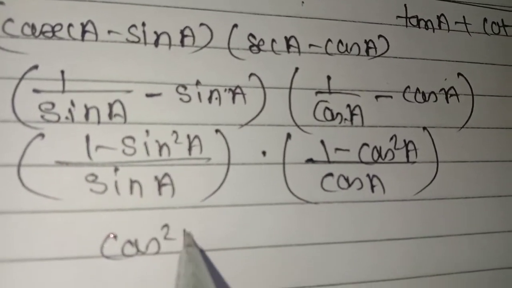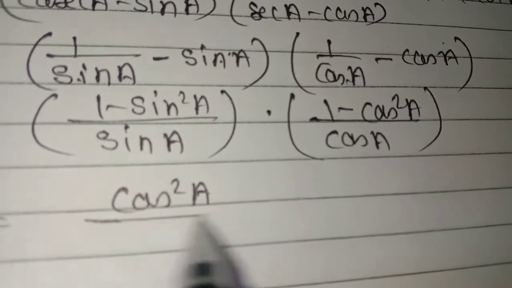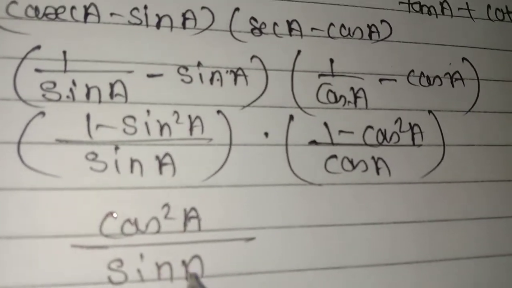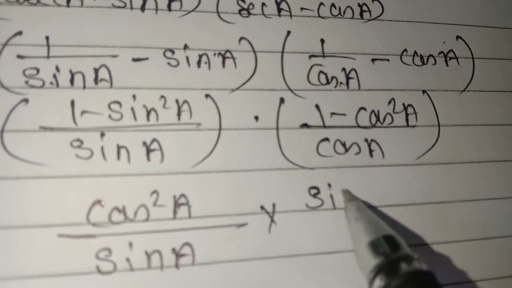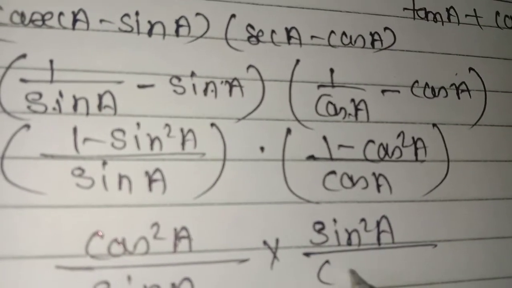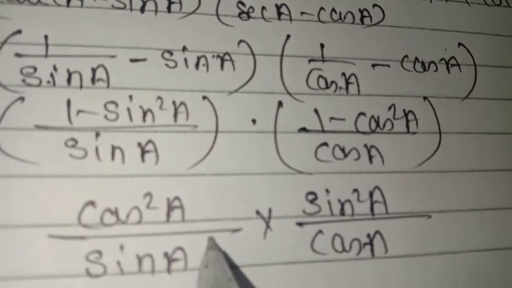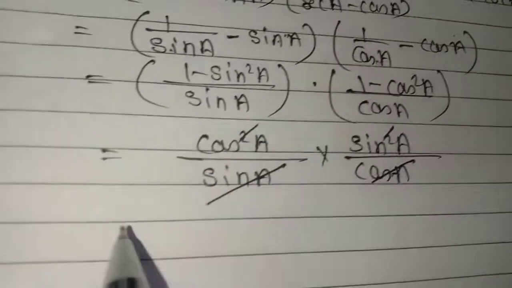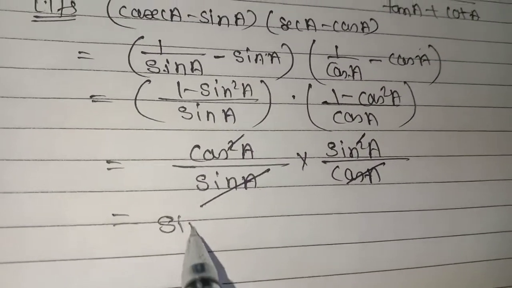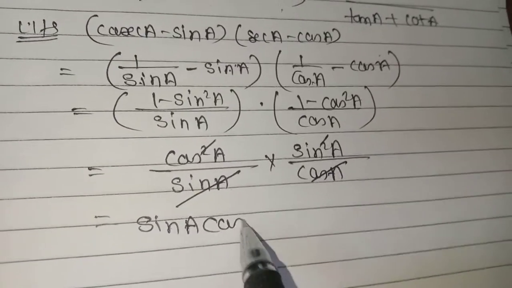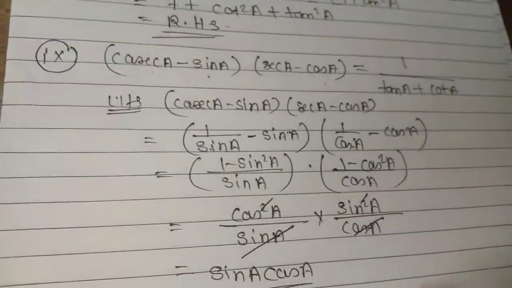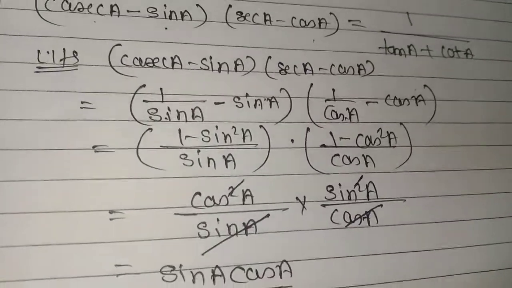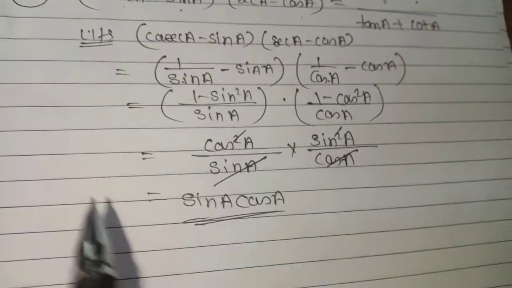So 1 minus sin square A is what? Cos square A. We know the identity, sin A. It is sin square A and it is cos A. Can we cancel one power here and one power here? So we got left hand side as sin A cos A. Now let's move to the right hand side.